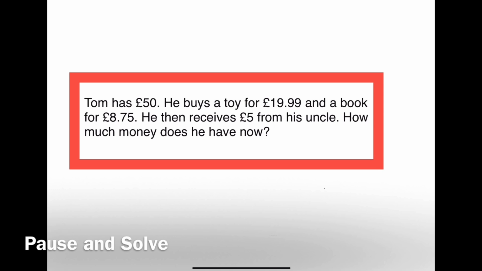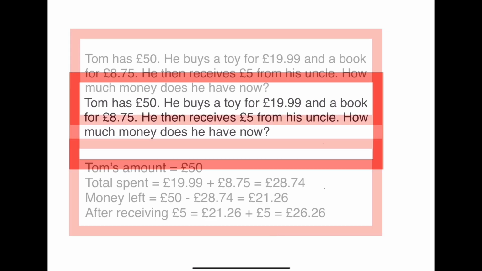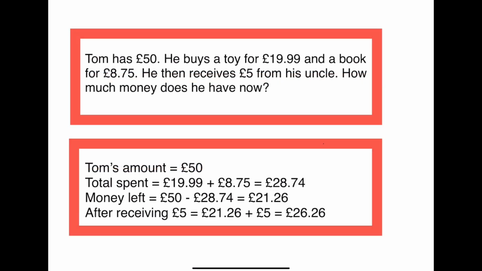Tom has 50 pounds. He buys a toy for 19 pounds 99p and a book for 8 pounds 75p. He then receives 5 pounds from his uncle. How much money does he have now? Pause your video and solve. Tom has 50 pounds at the beginning. He spent 19 pounds 99 for a toy and then 8 pounds 75 for a book, and for the total spent, add 19 pounds 99 and 8 pounds 75p.